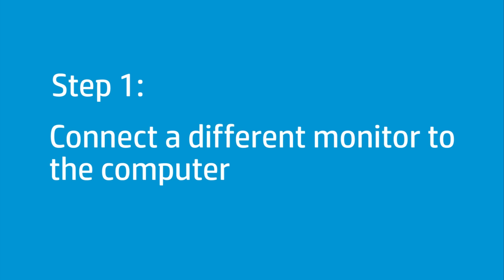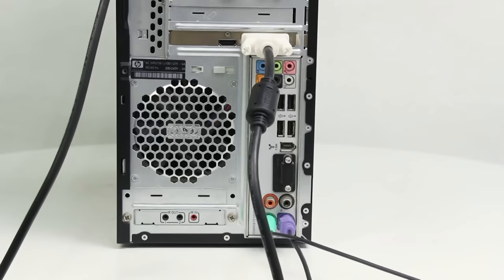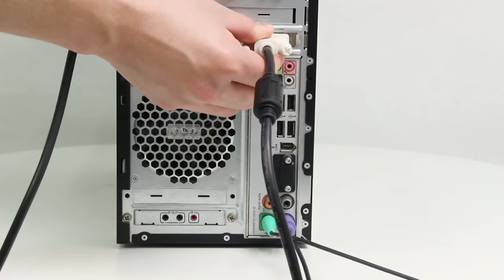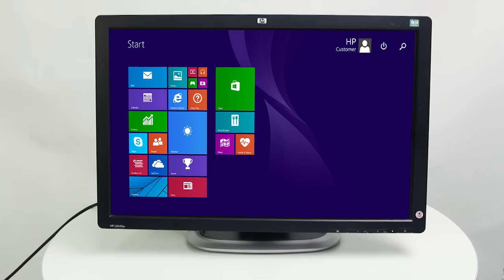First, turn off your computer and monitor. Disconnect the monitor from the computer. Then connect a different monitor to the computer. Turn on the computer and the monitor. If the new monitor works, the original monitor cable might need to be replaced.